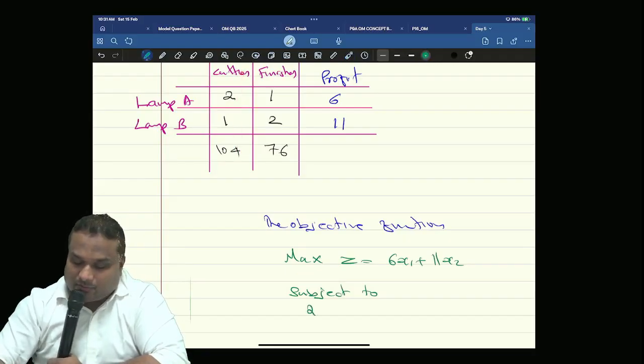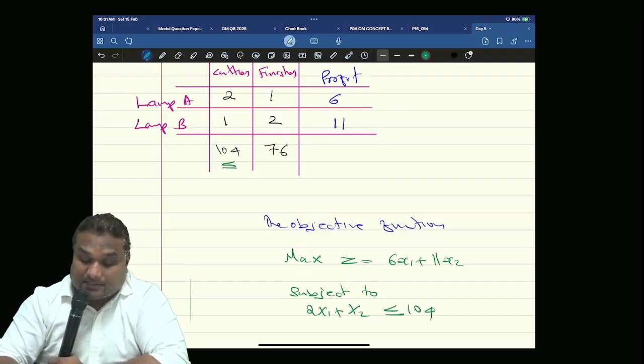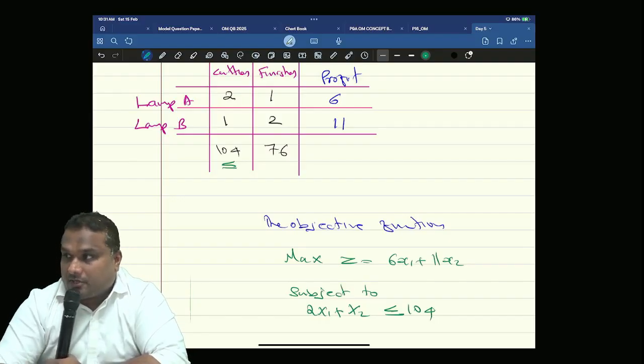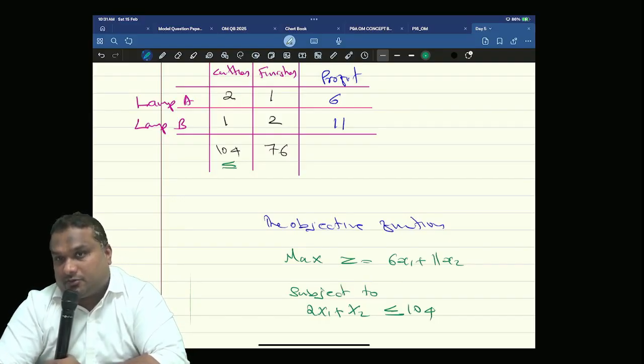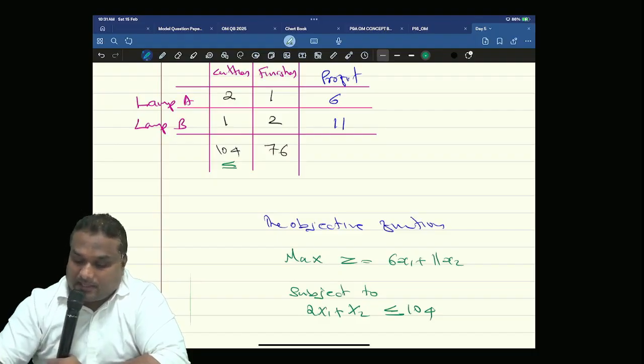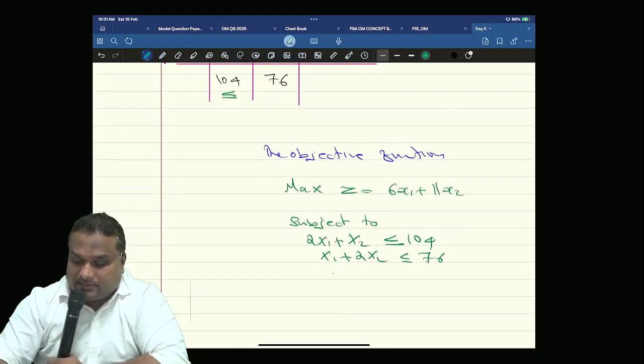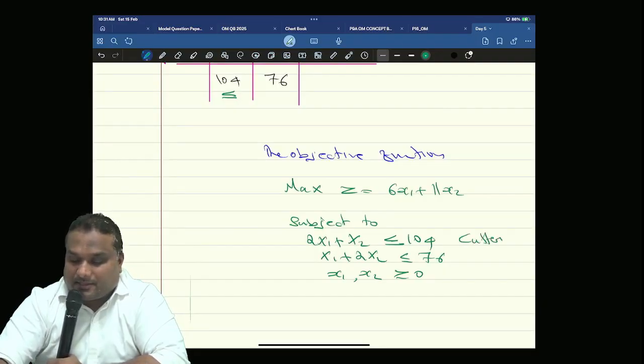Tell me, 2x1 plus x2 less than or equal to 104. Because this is the maximum available time; you cannot use more than 104, you can use only less than or equal to 104. Correct? Next is x1 plus 2x2 less than or equal to 76. Finally, x1, x2 greater than or equal to 0. This is cutter's time. This is finisher's time.